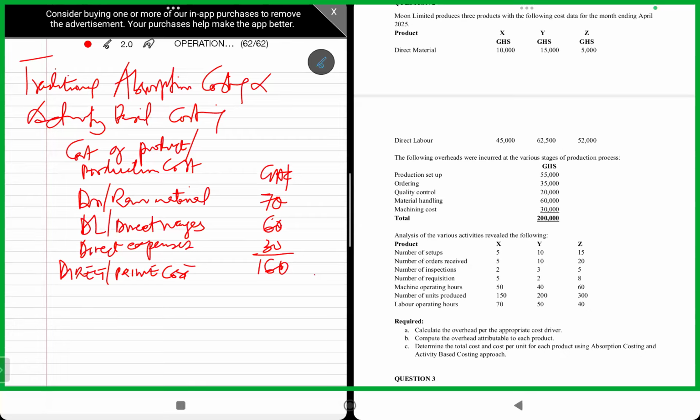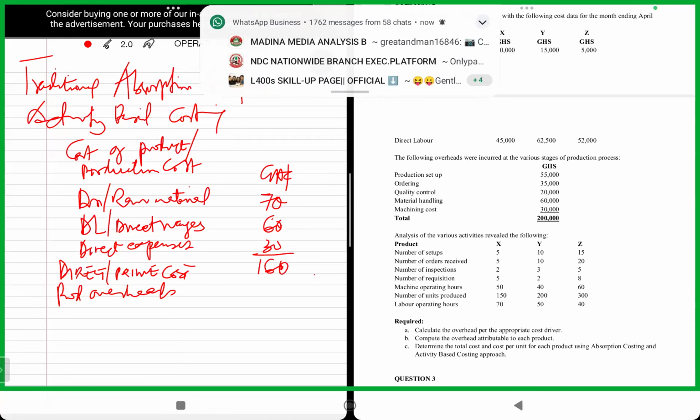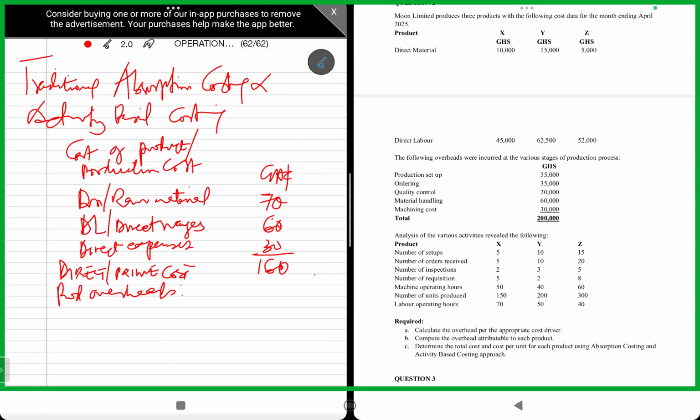Then I add production overheads. We have the variable and we have the fixed. Now, when I add a variable figure, let's say I add a variable to be 40, these two added will give me 200. This 200 is called marginal costs. The 200 cedis is called marginal production costs or variable production costs.